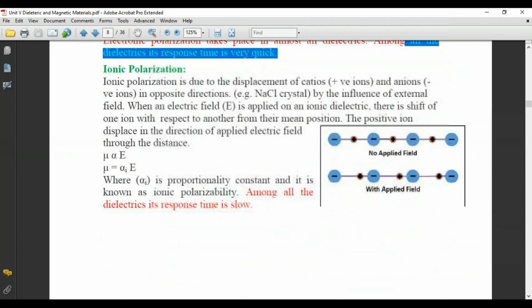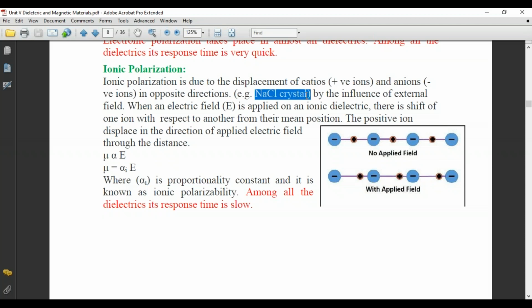Next, we will go for ionic polarization. This ionic polarization occurs in ionic crystals only. For example, that is what is called a sodium crystal, under the influence of an external field. See this diagram, no field is applied. So these all have equidistance, they are going to maintain the equidistance. That means positive and negative charges coincide.